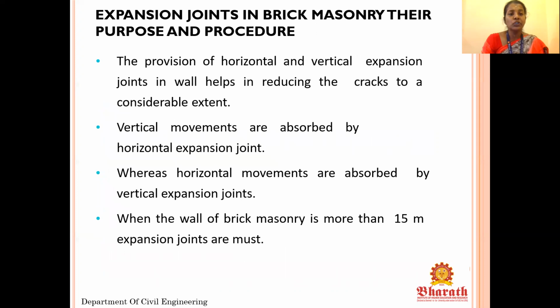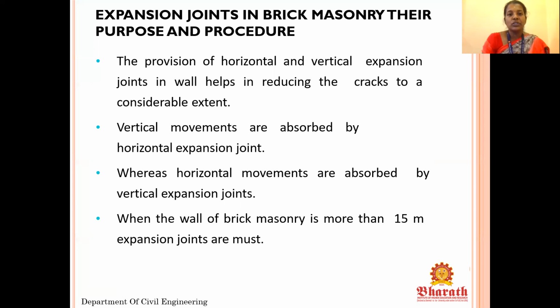This is expansion joints in brick masonry, their purpose and procedure. The provision of horizontal and vertical expansion joints in wall helps in reducing the cracks to a considerable extent. So first we'll just go through the points. Vertical movements are absorbed by horizontal expansion joint, whereas horizontal movements are absorbed by vertical expansion joint. When the wall of a brick masonry is more than 15 meter, expansion joints are a must.